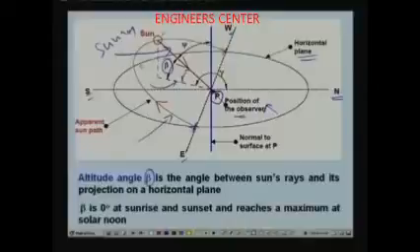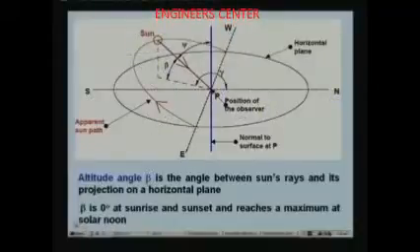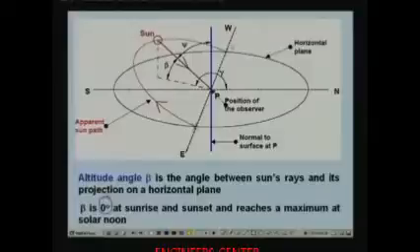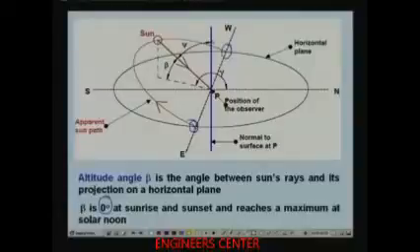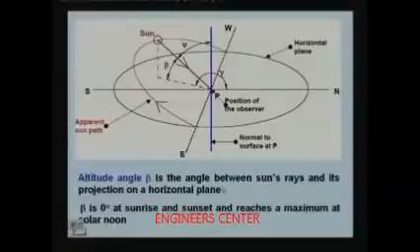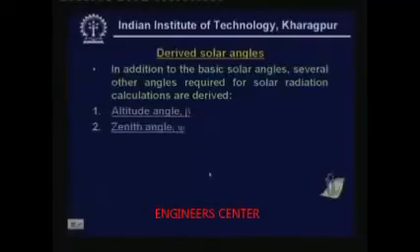As you can see, beta is 0 at sunrise. At this point the direction of the sun ray and its projection coincide, so beta will be 0. Similarly, beta will be 0 at sunset. So at these 2 points, beta will remain 0, and it reaches maximum at solar noon. In fact, that is the definition of solar noon. At solar noon, you will find that the altitude angle is maximum. So this is the first angle.